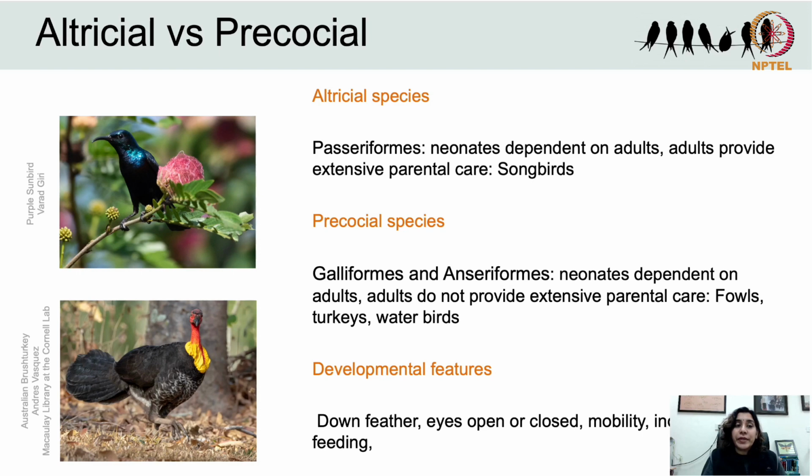mound building bird. A range of developmental features of newly hatched chicks correspond to the gradient of parental care provided to neonates, and these are used to categorize the species into precocial or altricial. These include whether down feathers are present or not, whether the eyes are open, whether the young ones are mobile upon hatching, can they feed themselves, and whether they can move around on their own. If the answer to these questions is no, then the species is altricial. If the answer is yes, then the species is precocial.